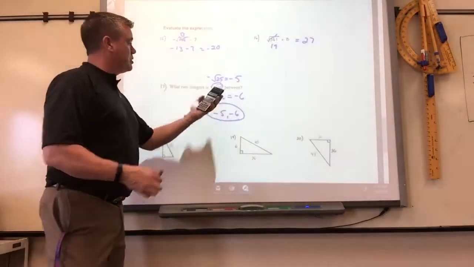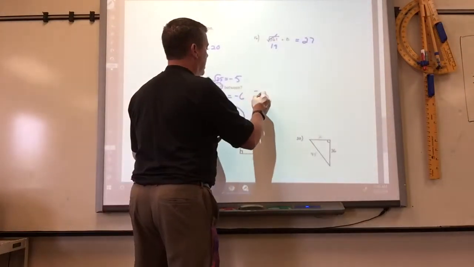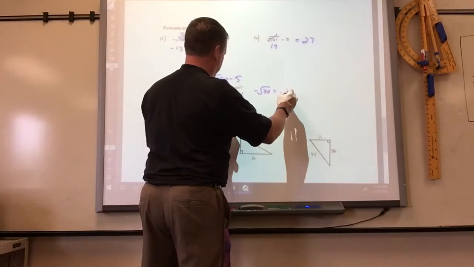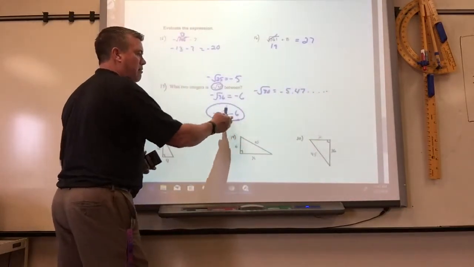Now all you'd have to do is put that number in. The negative square root of 30 is negative 5.47, and on and on and on. So then you can see it's between negative 5 and negative 6.